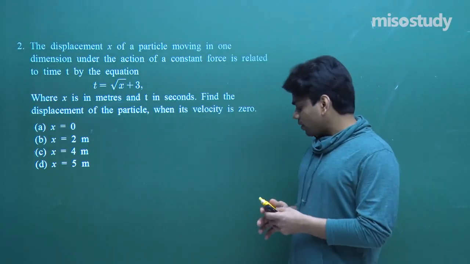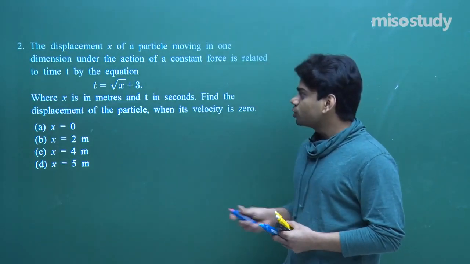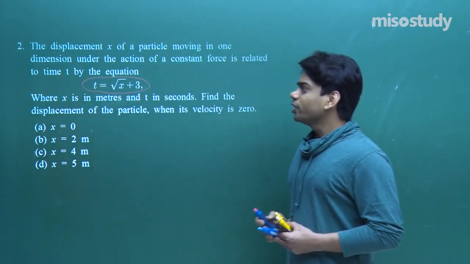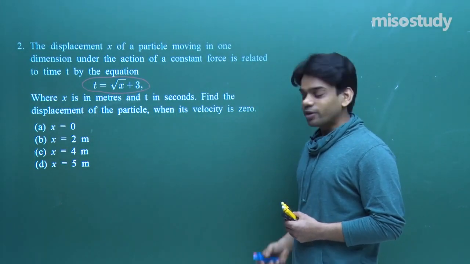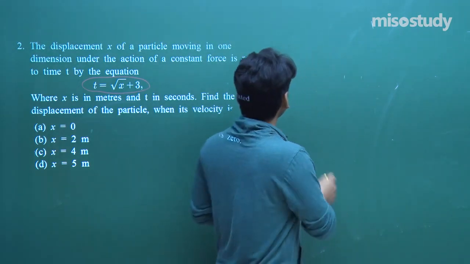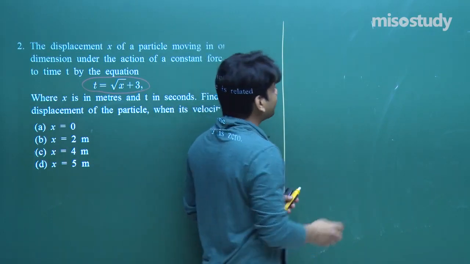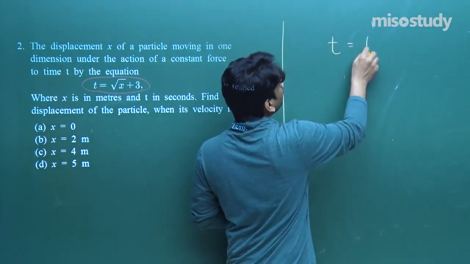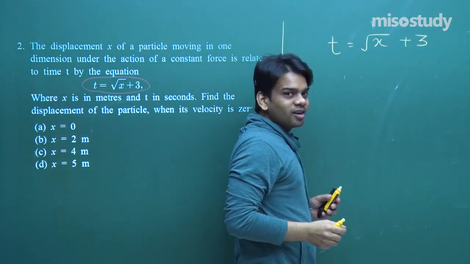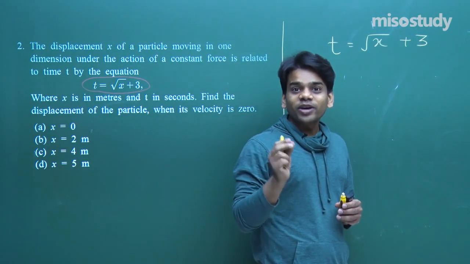Now first of all, we are given the equation that we need to use. This is t equals root x plus 3. This equation we need to use wisely. This is the only equation that we are given. Now how to use it? Let me write out the equation and tell you how you are going to get the desired result. t equals root x plus 3, when velocity is 0.